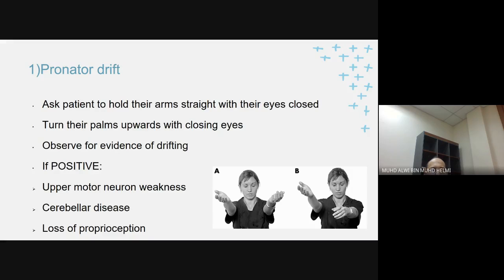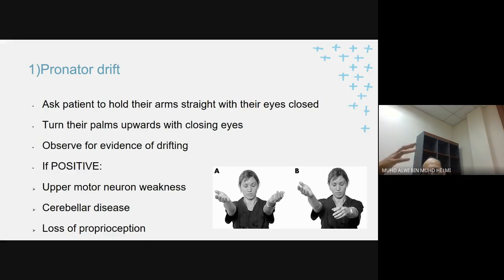For example, proximal muscle is supplied by your what? T what? Your shoulder. It's usually higher up. Your distal is T1, right? T1, C8, C7. So if you got a lesion at the level of C4, for example, you can get mainly proximal weakness.